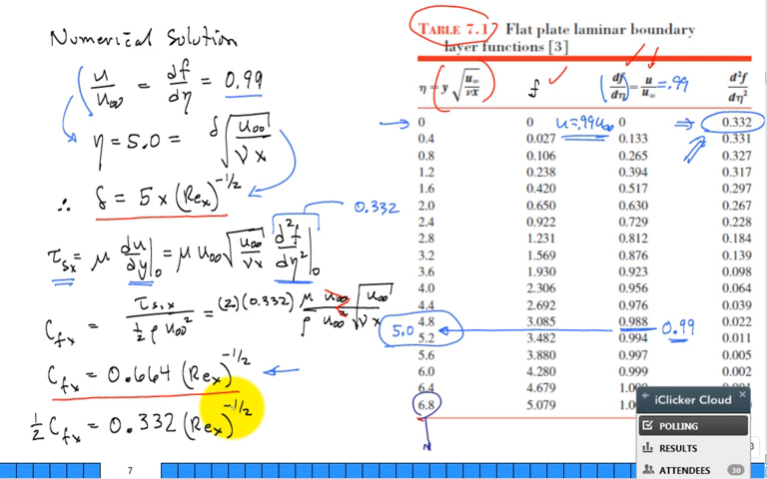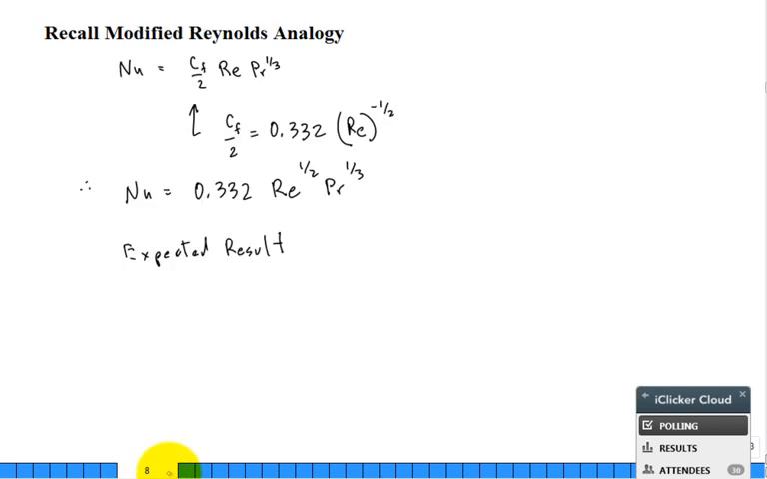Now, sometimes it'll be written this way or that way, and you'll look at it and say, hey, they're missing a factor of 2. But what did they do here? We like to often put c sub f over 2, and then it becomes back to 0.332 over the square root of Reynolds number. I hope you find this helpful. I know this is too much to digest. You really need to go through it yourself.